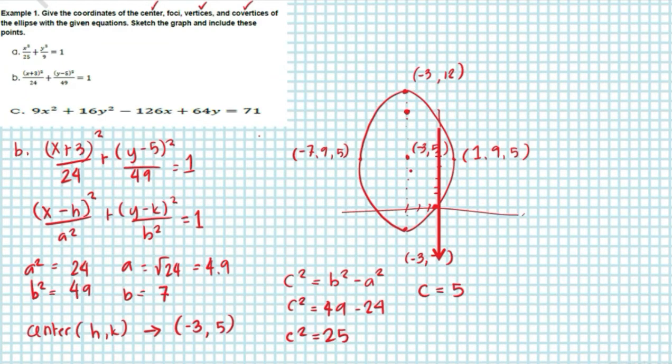So, dito. Then, 5 below ulit. 1, 2, 3, 4, 5. So, here. So, yun yung ating foci, which is negative 3, 10, and negative 3, 0. Okay, nakuha ba? So, ganun magkuha ng point or coordinate given ang ating standard equation.